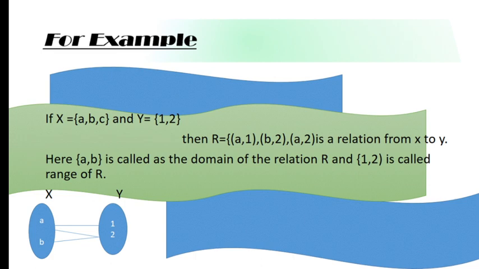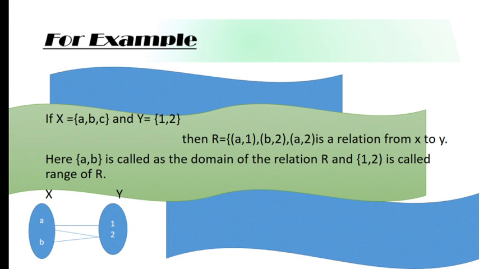Next is an example of a relation. Consider set X, a set of elements a, b, c, and consider set Y, a set of elements 1, 2. Then the relation from set X to set Y is the ordered pairs (a,1), (b,2), (a,2). In this diagram, a is mapping to 1, which means 1 is an image of a. a is mapping to 2, which means 2 is an image of a. b is mapping to 2, which means 2 is an image of b. This is a relation from set X to set Y.